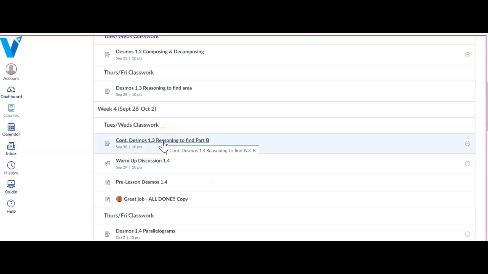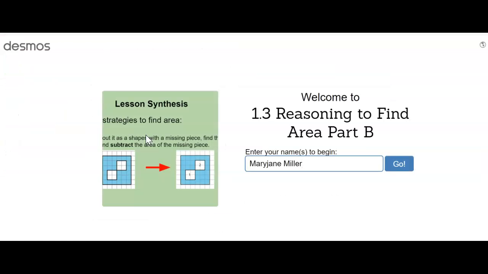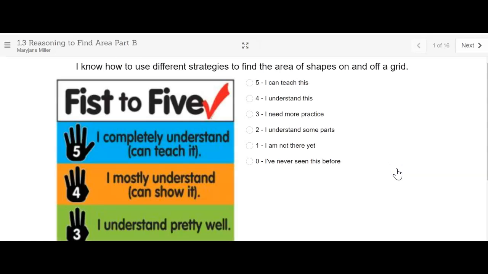All right, mathematicians, now we're going to move on to Desmos 1.3, Reasoning to Find Area, Part B. So we did Part A, now we're going to do Part B. And we begin by figuring out, okay, what's our heart rate now on this activity? I know how to use different strategies to find the area of shapes on and off of a grid. So we're going to start there and go ahead and rate yourself on how you're feeling about this particular learning target.